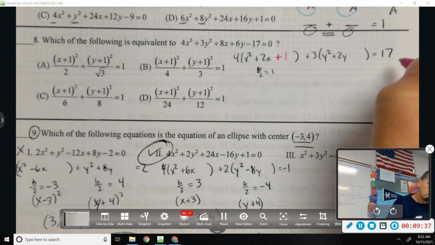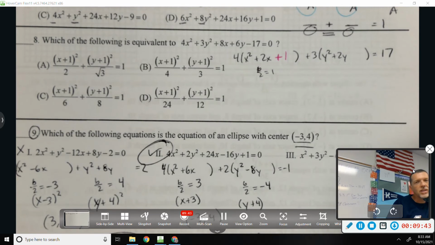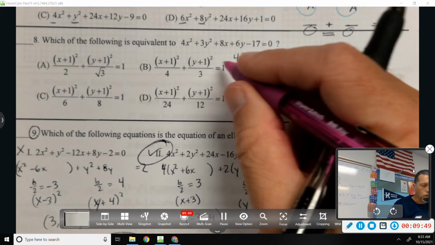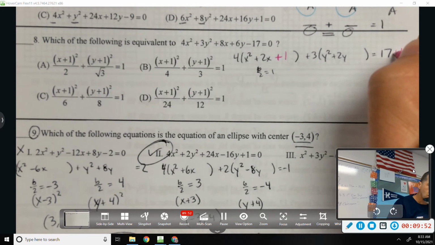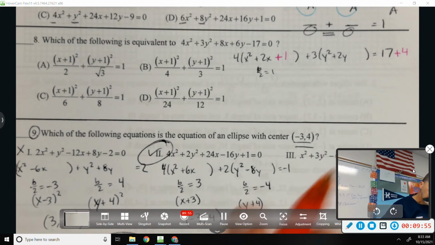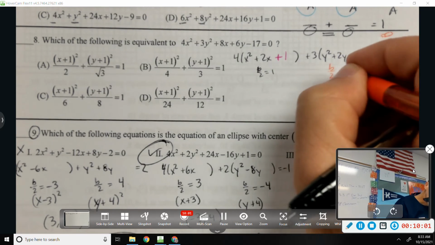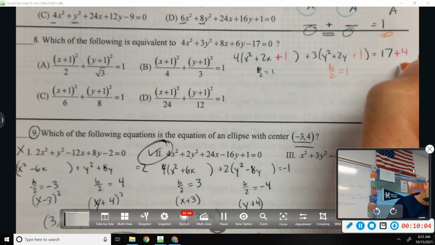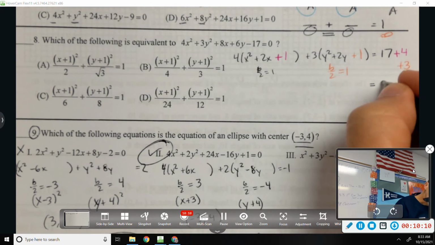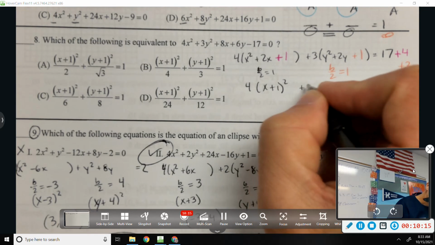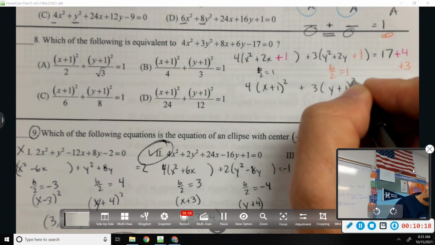You added 1 on the right. I had 1 on the left, but what did I really add to the left-hand side of the equation? I wrote plus 1, but what did I add? 4, because of the 4 out front. And then for the second piece, b over 2 is again 1. That's 3. Square it, we get 1, but the 3 out front means plus 3. So that's 24. So 4 times x plus 1 squared plus 3 times y plus 1 squared.